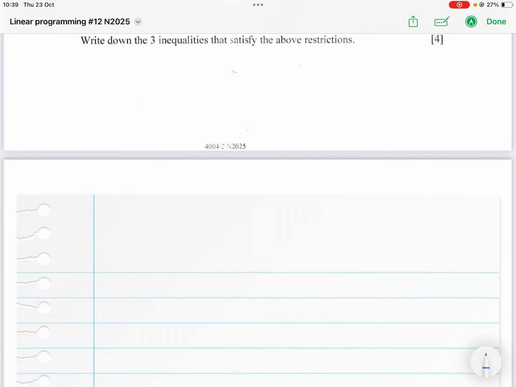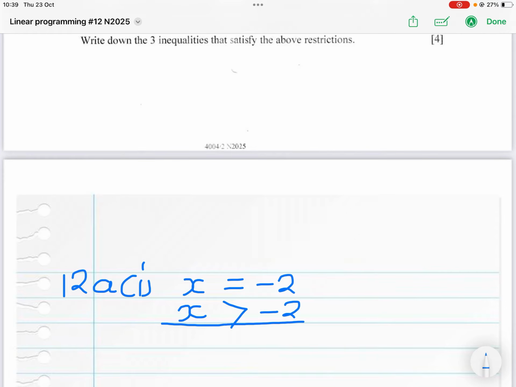This is number 12A, part 1. So we are saying x is equal to -2. That is the name of that line. And then when we are now interpreting the inequality, we say x is strictly greater than -2 since the line is broken. So this is the answer that is required, right?